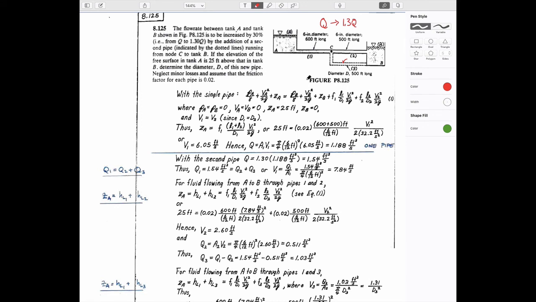And so I guess the first question is, if we have flow going through the system, what is the flow in the first case? We know what the head drop is between upstream and downstream. We know that this is 25 feet.